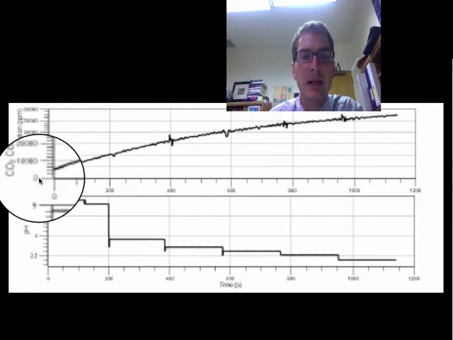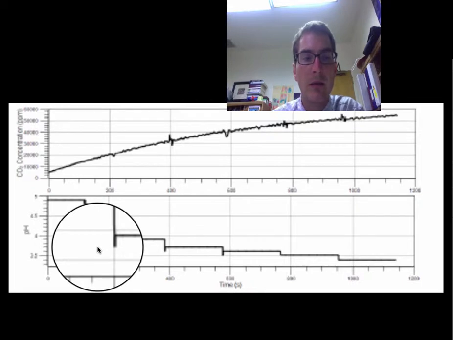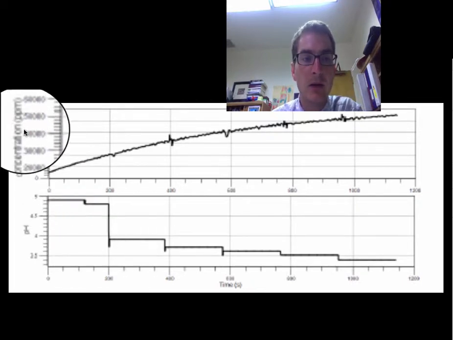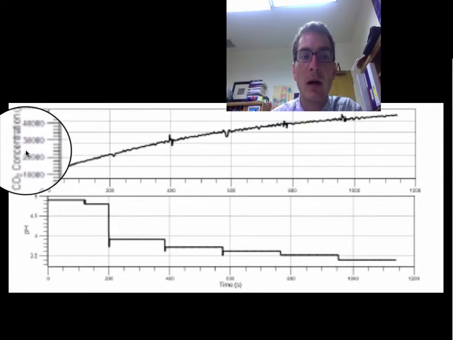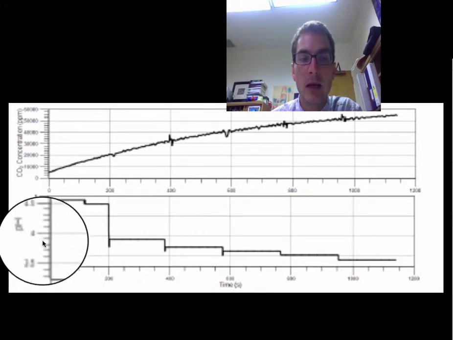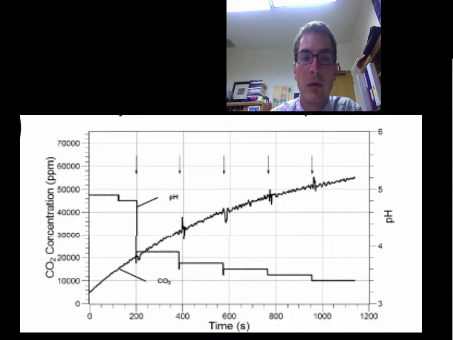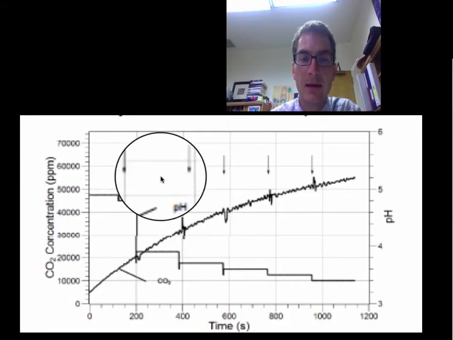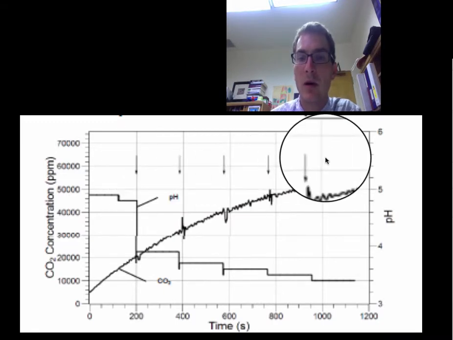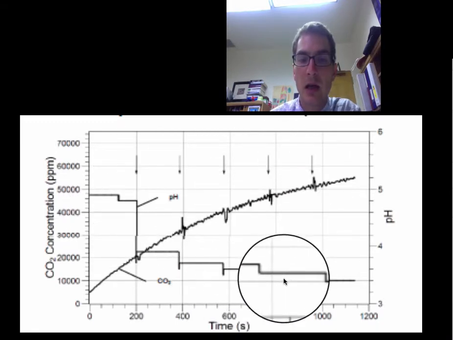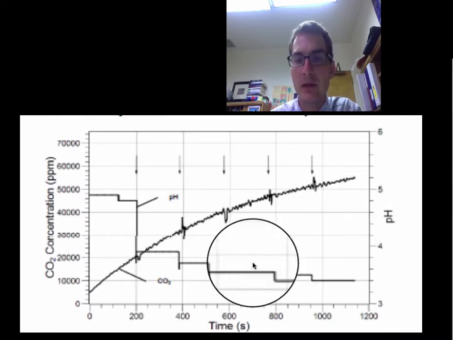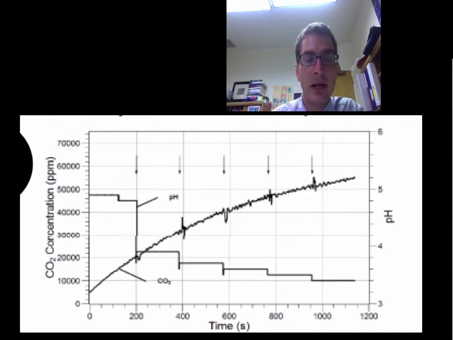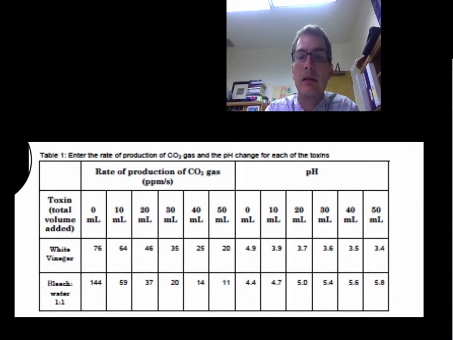So this is sample data that you could have collected. So you see I have CO2 concentration here, I have pH here, and over time, if plotted together, it might look like this. Here I just put arrows for when you're adding solutions. And so this is something that you all should have already. What you probably don't have is anything that looks like this.